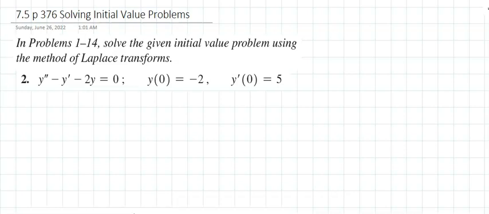Section 7.5 is on page 375, talks about initial value problems. Solve the given initial value problems using the method of Laplace transform.